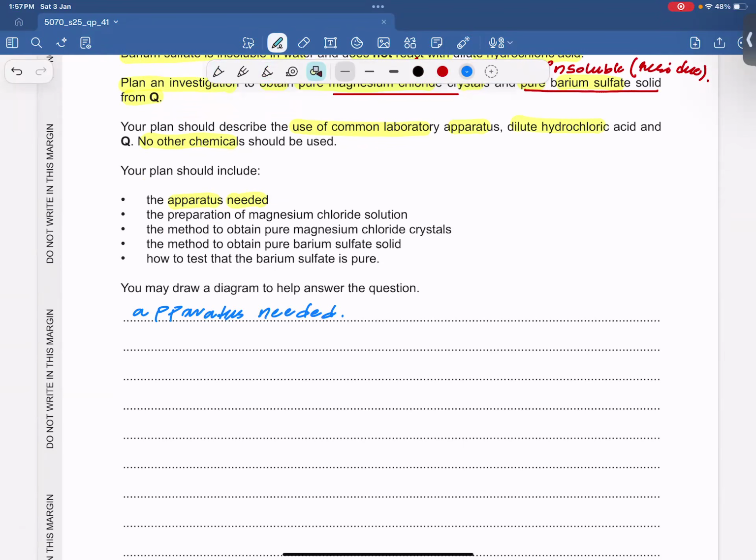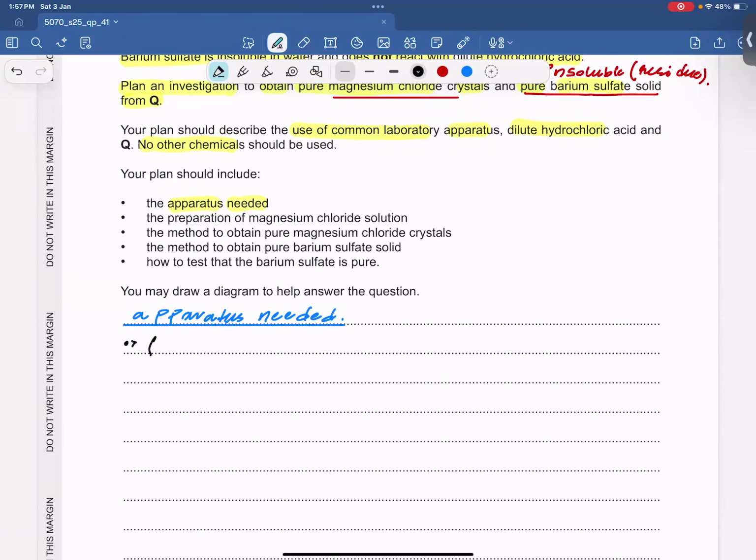Apparatus needed. For filtration, I need a filter funnel, then filter paper. And obviously I have to collect the filtrate either in the beaker or in the conical flask. So let's talk about the beaker.